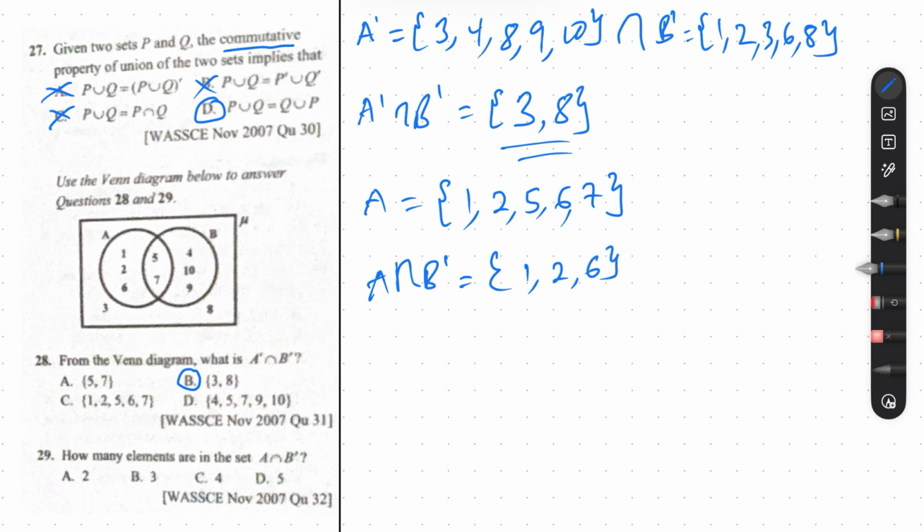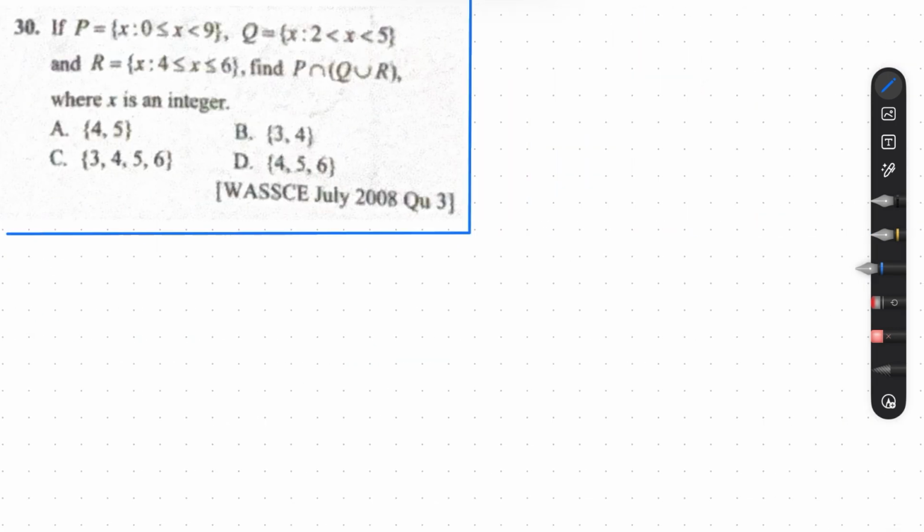Now that is not the question. The question says how many elements are in the set? So we need to count it. We have 1, 2, 3 elements. So that will be 3 elements. Let's circle 3 elements. That is our answer. So let's move on to the next set of questions.